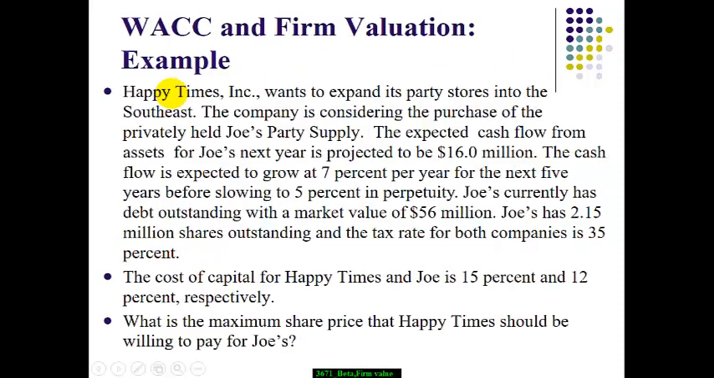Let's take a look at one example. Happy Time wants to expand its party stores into the Southeast. They're thinking about buying a new company, Joe's Party Supply. The expected cash flow from assets next year, which is year 1, is going to be $16 million.